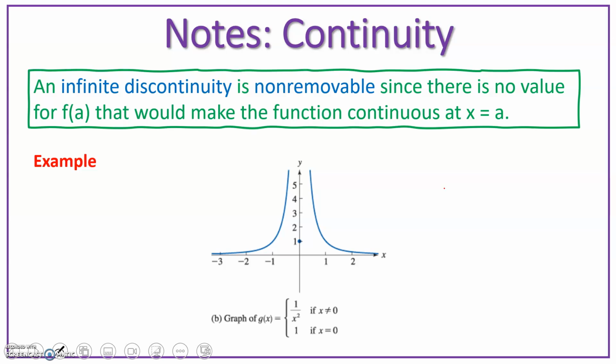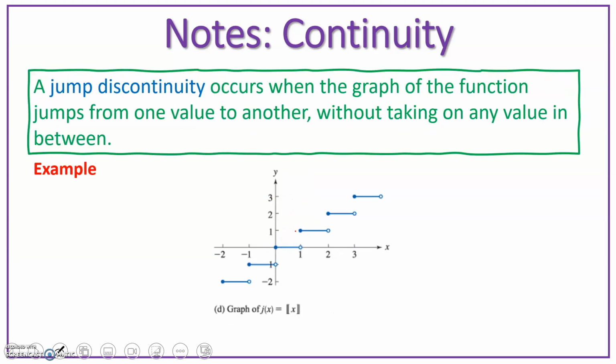Then we have what are called infinite discontinuities or non-removable discontinuities. This occurs at asymptotes. So we could define a single point, but there would be no way to fill this entire gap with that singular point. So we are not able to remove this discontinuity. Then we have jump discontinuities. These occur when the graph of the function jumps from one value to another without taking any value in between, and these are also non-removable.